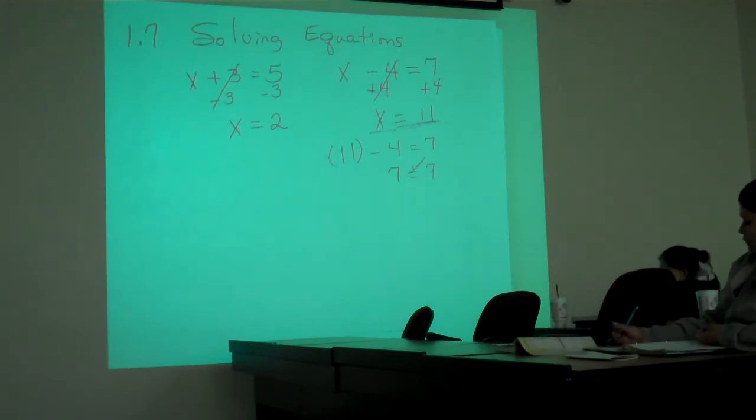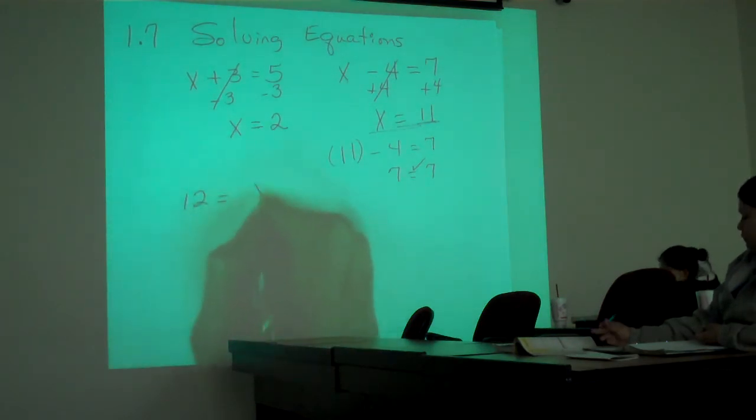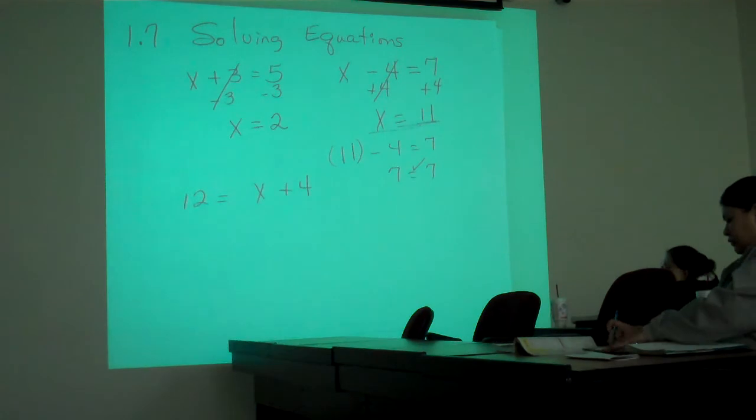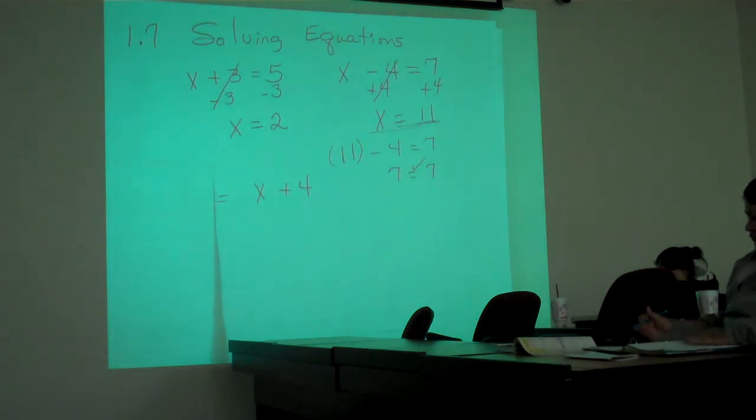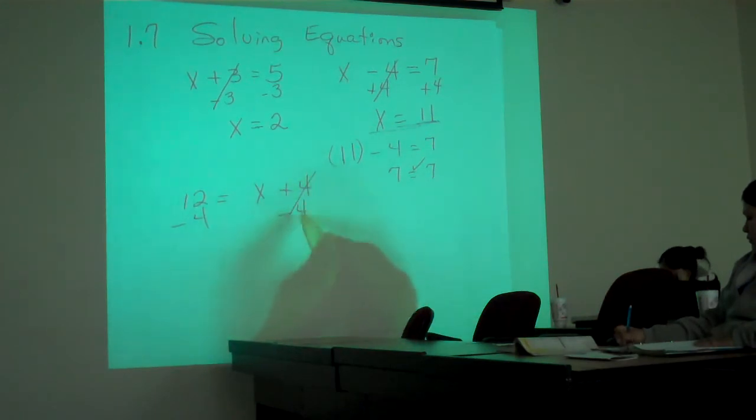And you do it even if your variable is on the other side. If you had like 12 equals x plus 4. You still look at the side where the variable is and do the opposite operation. So you have x plus 4, so you're going to subtract 4 from both sides. This is 0, it cancels. You have x left. 12 minus 4 is 8. So you always look at the side that your variable's on to see what to do to it.